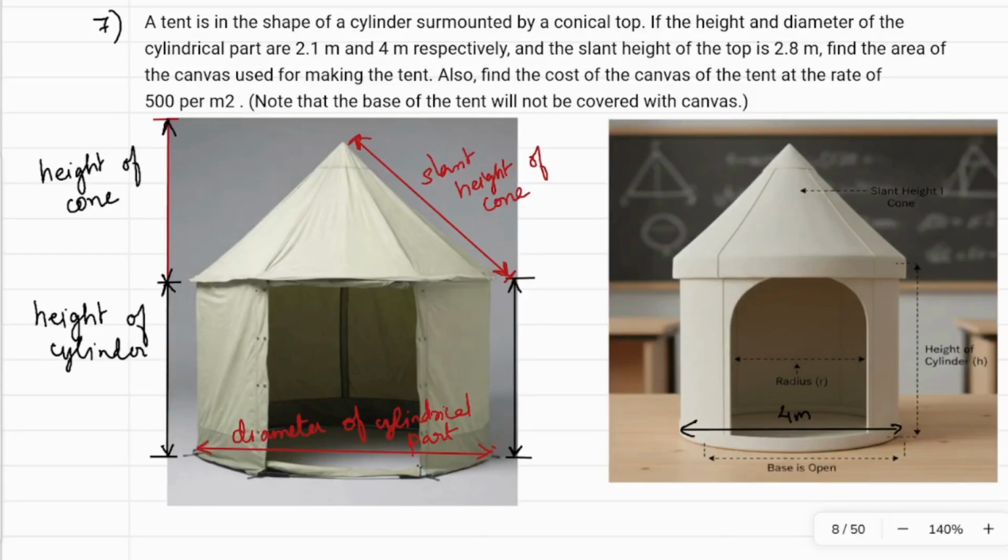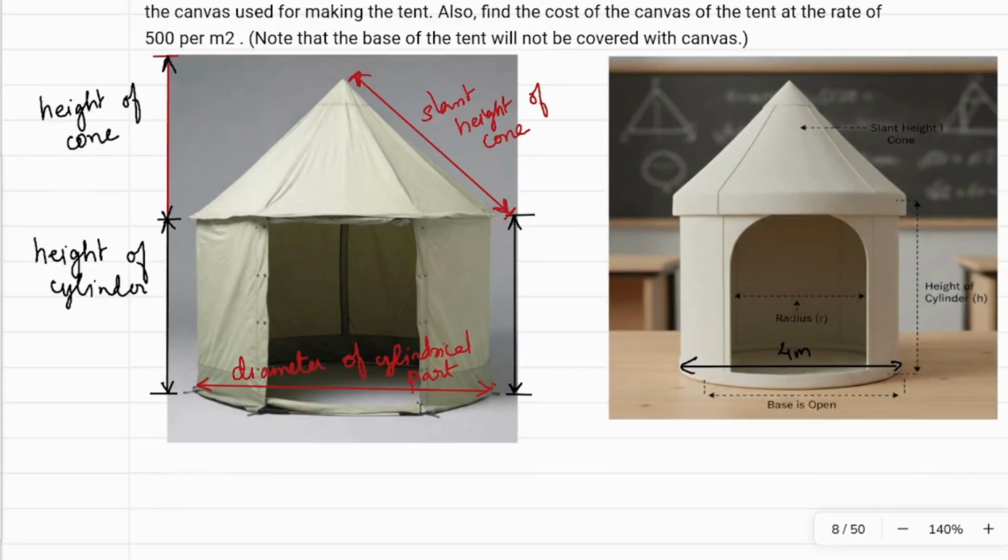Now let's do question number 7. A tent is in the shape of a cylinder surmounted by a conical top. If the height and diameter of the cylindrical part are 2.1 meter and 4 meter respectively, and the slant height of the top is 2.8 meter, find the area of the canvas used for making the tent. Also find the cost of canvas of the tent at the rate of 500 per meter square. And here one more thing you have to note down, that the base of the tent will not be covered with canvas. Like as shown in the first figure, you can see that there is no canvas covered in the base, right? In that way you will have to take the figure.